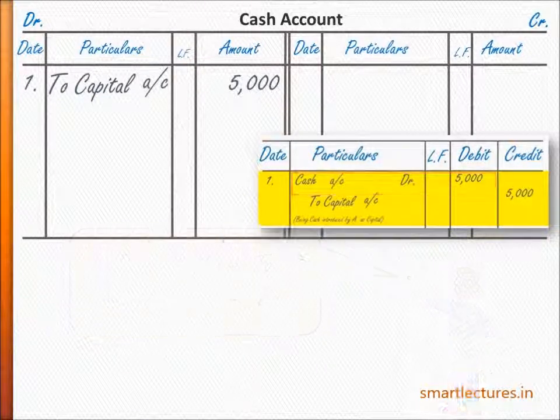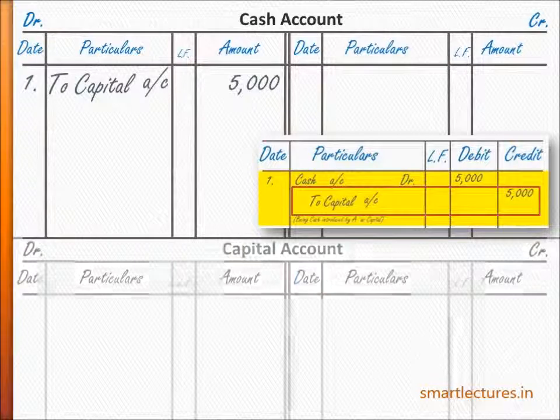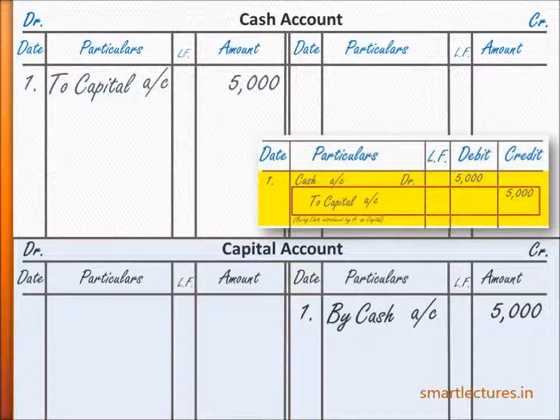Now come to the capital account. Capital account has been credited by rupees 5,000 in the journal entry. So what will you do? You have to credit capital account. Means you have to write down rupees 5,000 on the credit side of capital account in the amount column. So write down 5,000, and in the date column, please write down 1. Now by, what will you write down? Cash account. Because when capital account was credited in the journal entry, the opposite account was cash. So you have to write down 'By cash' rupees 5,000.